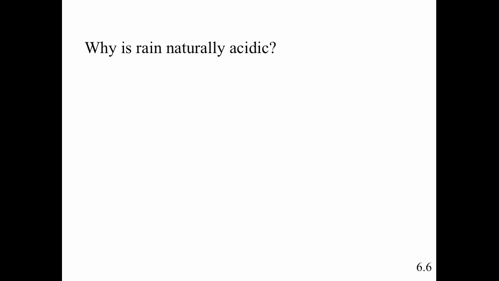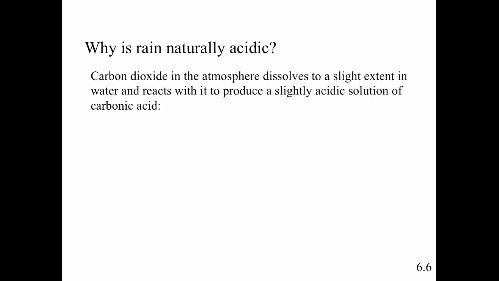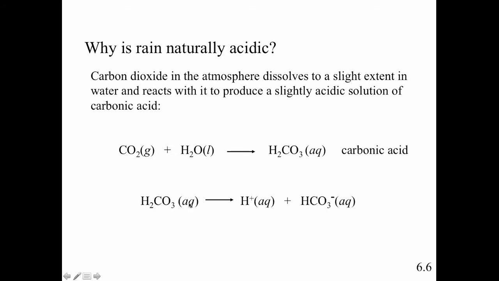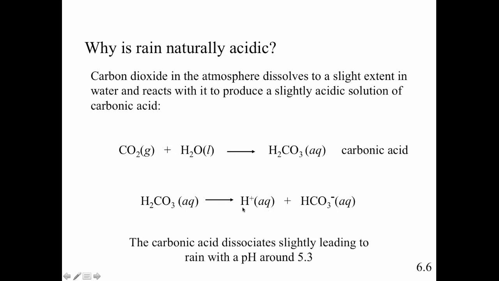So the answer to the first question is yes, rain is naturally acidic. And the reason is that our atmosphere is largely composed of carbon dioxide. When carbon dioxide dissolves in water, it produces carbonic acid. Carbonic acid is a weak acid, so it dissociates slightly, but it does dissociate to release hydronium ions. Carbonic acid dissociates slightly, and it leads to rain with a pH of around 5.3.